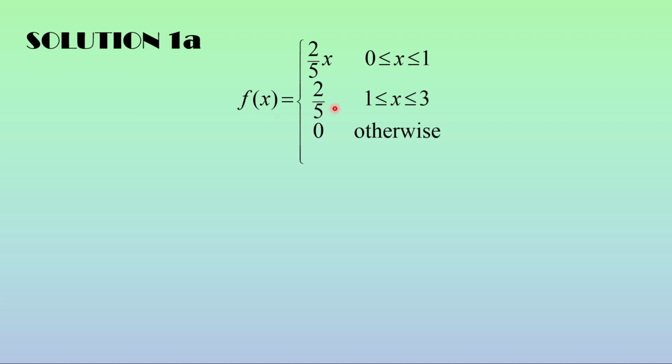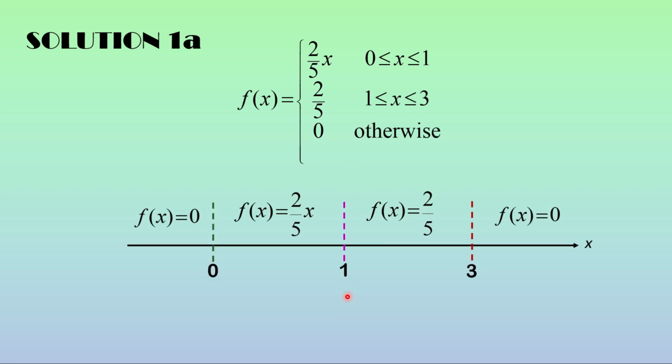Solution 1a. This is the probability density function given. The real number line shows the intervals in the probability density function. So, f(x) equals 0 in the first interval of x less than or equal to 0. f(x) equals 2 over 5 x in interval 0 to 1. f(x) equals 2 over 5 in interval 1 to 3, and f(x) equals 0 in interval x greater than or equal to 3.